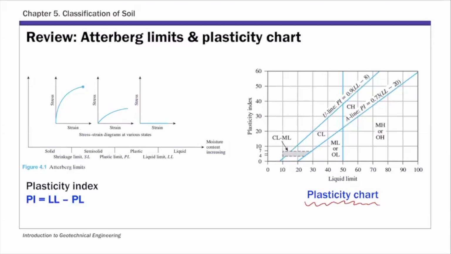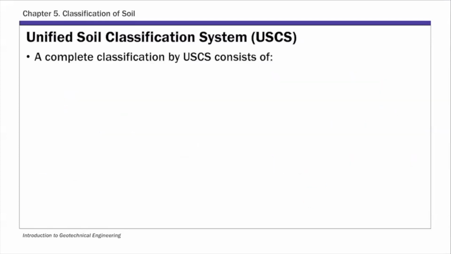So something I talked about last lecture: the plasticity chart. Remember, it's the liquid limit versus plasticity index chart, and we're going to use this chart to help us determine if the fine contents are silts or clays. The plasticity index, just a review, is the difference between the liquid limit and the plastic limit, PL. All right, so that's a very quick review. And then I'm going to introduce the USCS system in detail.